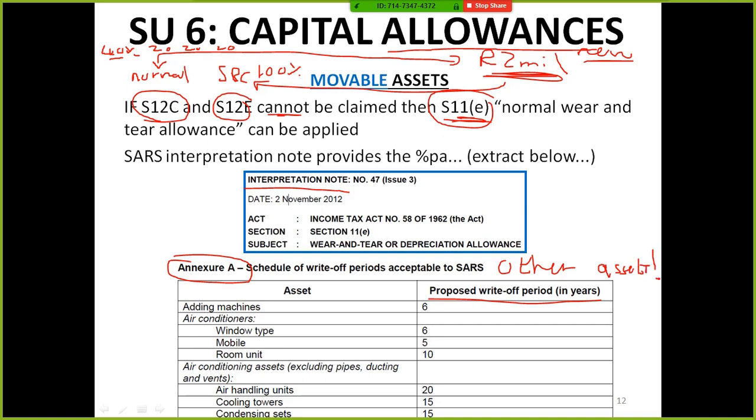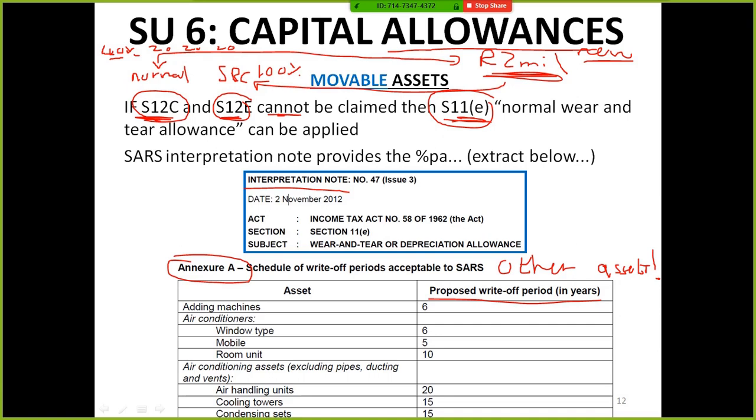Okay, other assets. When I talk about other assets, I'm referring to assets that you haven't taken advantage of in terms of a capital allowance. You haven't applied section 12C or section 12E. Then can I claim wear and tear? Yes, you can.